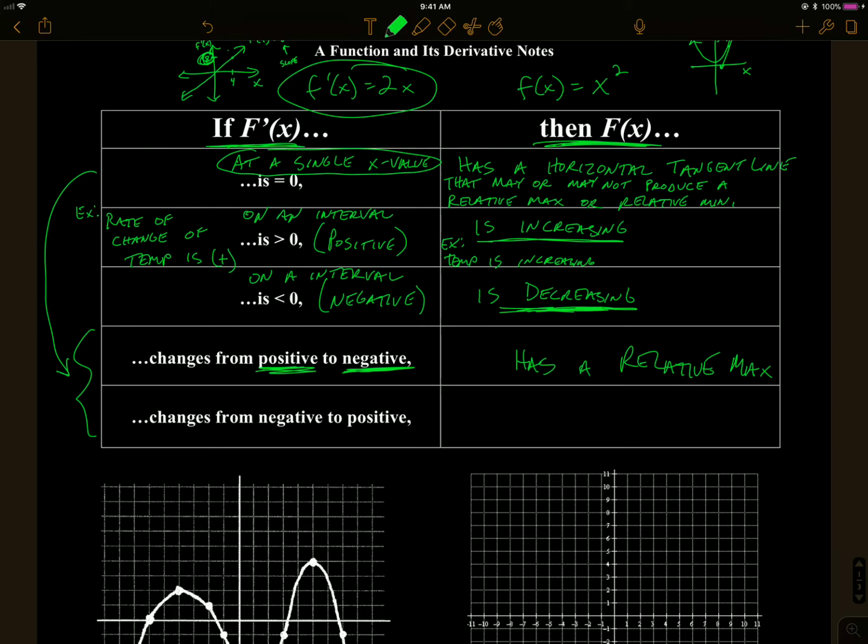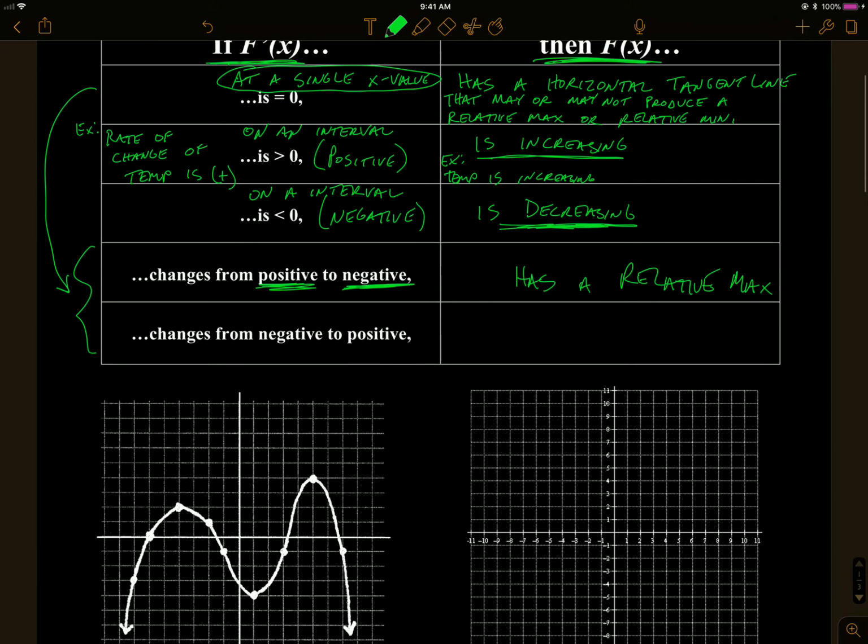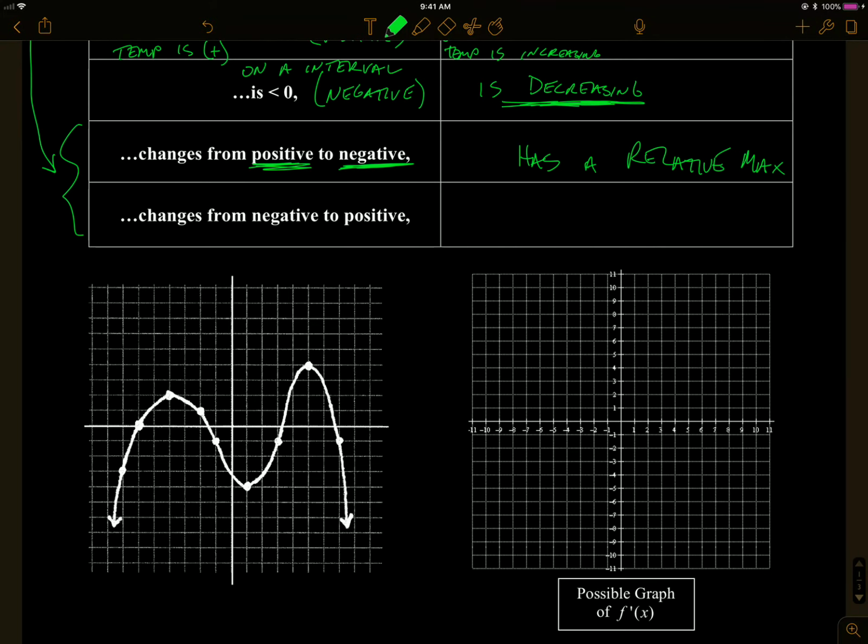They both originate from this. When the derivative is equal to 0, they will happen at a single x value. So now if the derivative changes from negative to positive, that means f was decreasing, because negative means decreasing. Then it switches to increasing. That means, I'll leave that picture there, has a relative minimum.